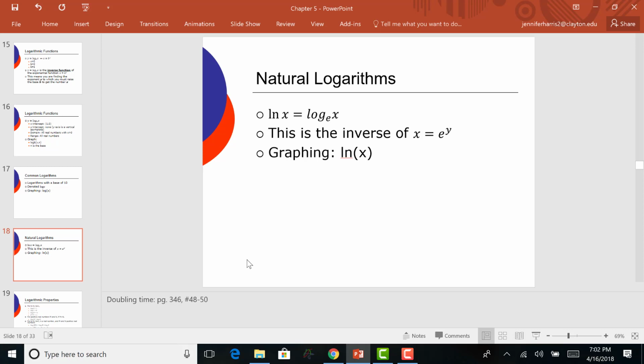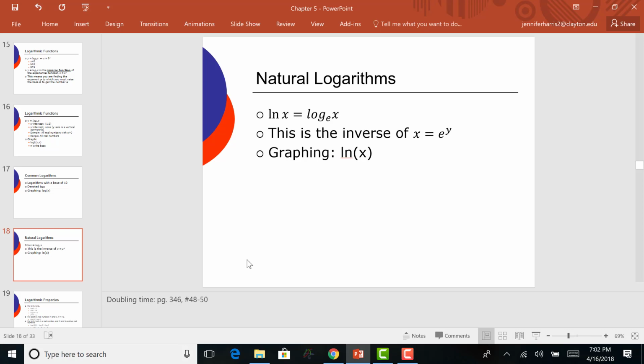Parentheses? They put them in the homework, but it just means of x. It doesn't mean times. I don't usually put them because I don't want you to think that means times. This is of x. Natural log of x. Do not write the little bitty E that you see right there. Do not write it.